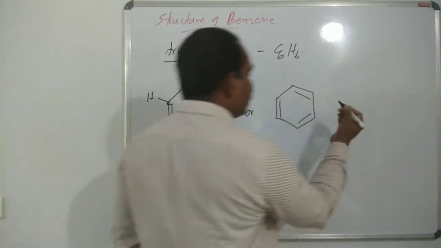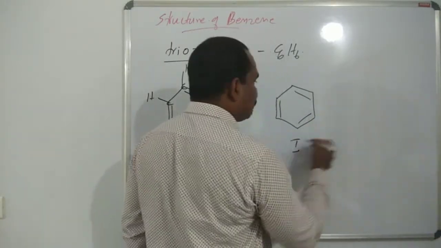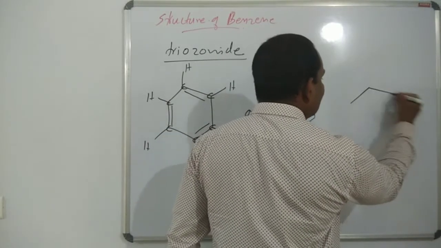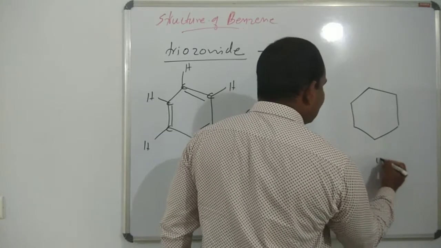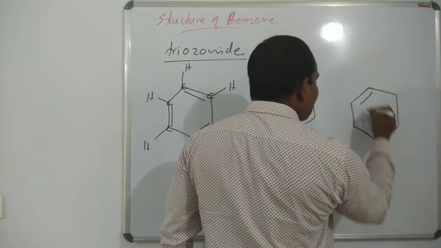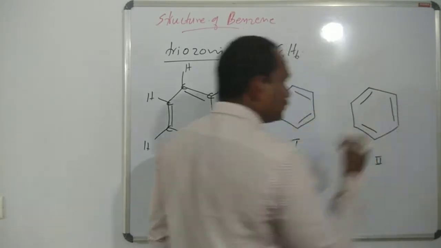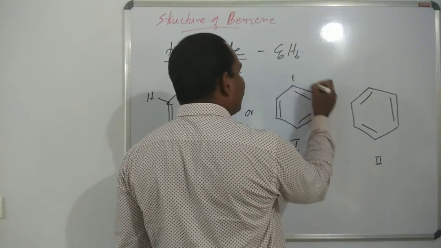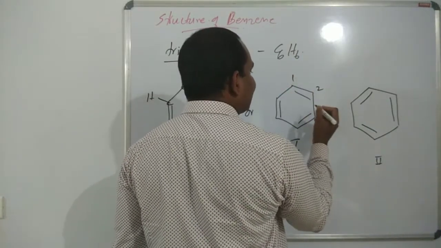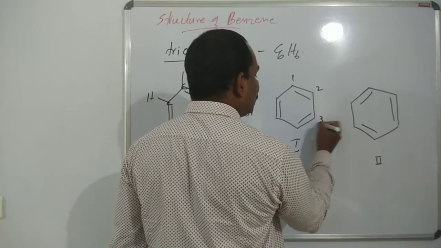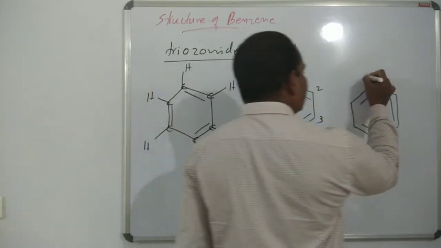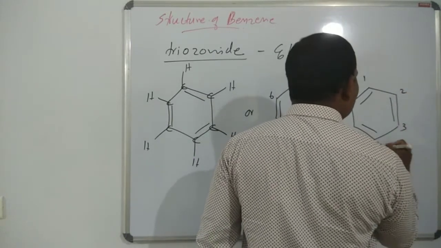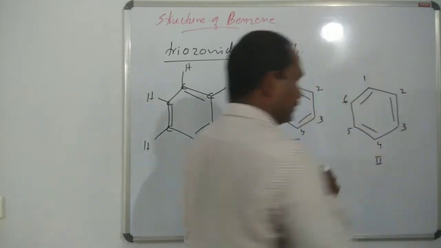Another possibility, this is structure 1. Another possibility, where the position of the double bonds changes, is structure 2. The double bond is like this. So let's number the carbon atoms in order to distinguish. Let's number the carbon atoms 1, 2, 3, 4, 5, 6. Here also 1, 2, 3, 4, 5, 6.